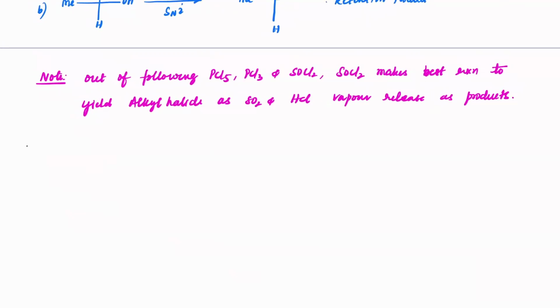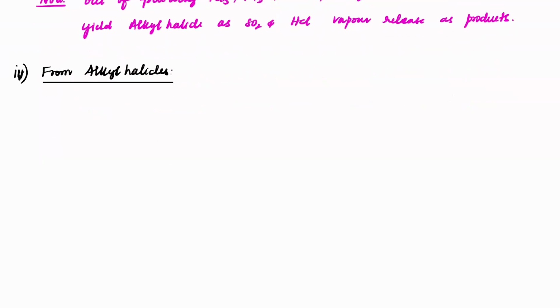Next, let's see the fourth preparation. This is preparation from alkyl halides themselves. So alkyl halides to alkyl halides, how do we prepare? So check the first one. In case if you have RCH2X, where X is chlorine or bromine, then we are treating this with NaI in the presence of acetone.